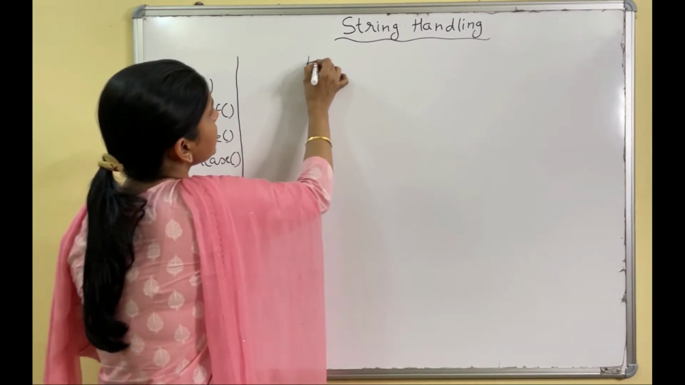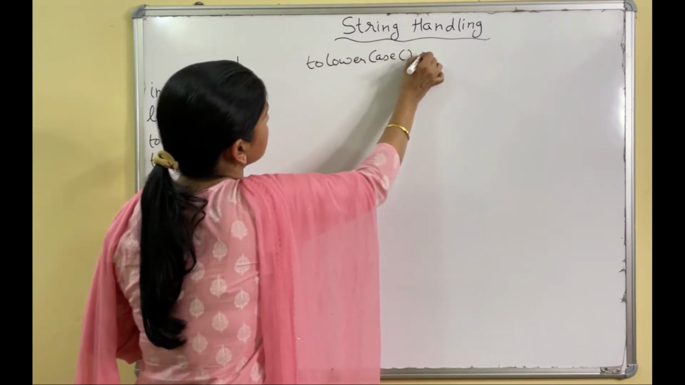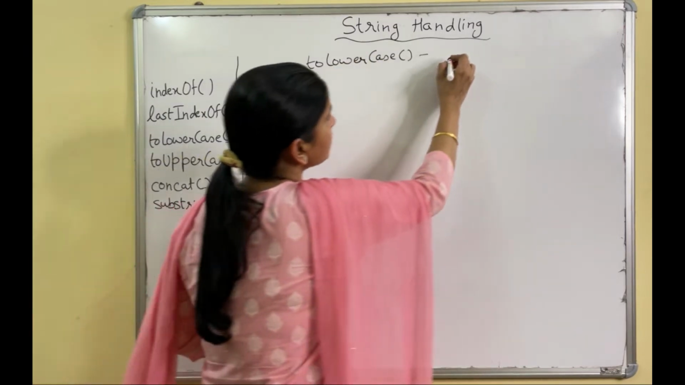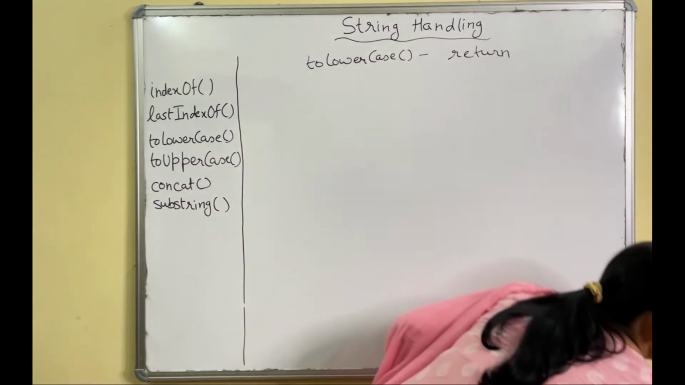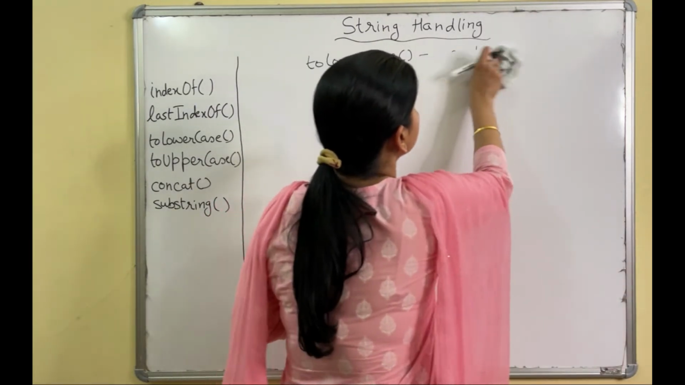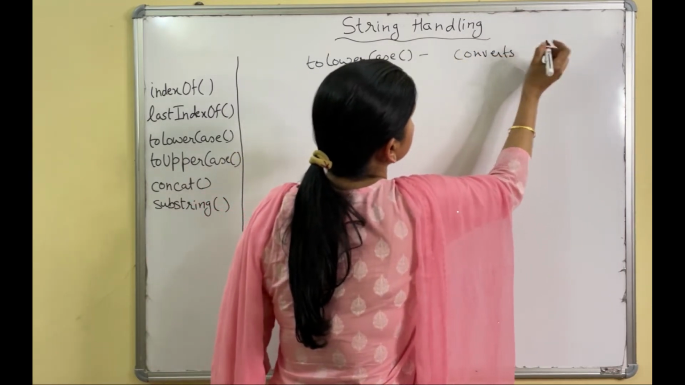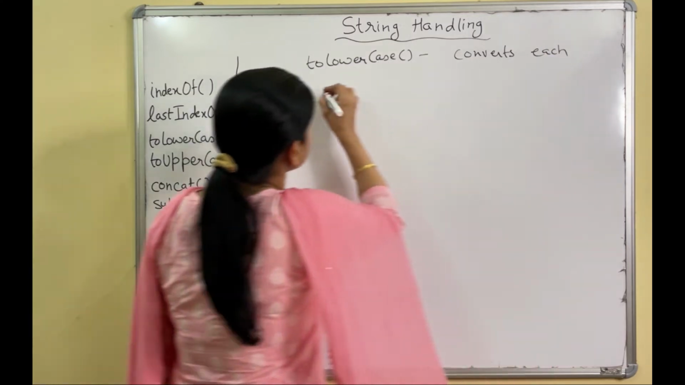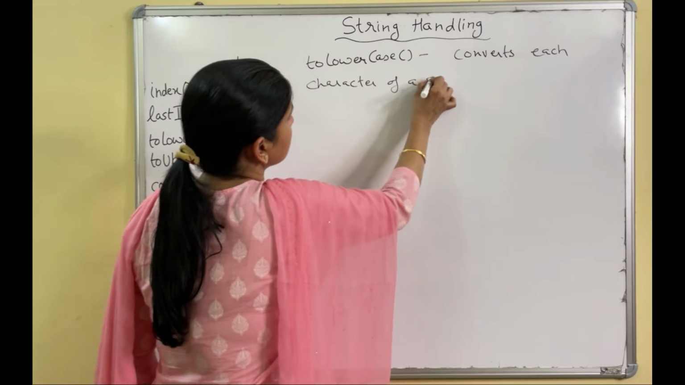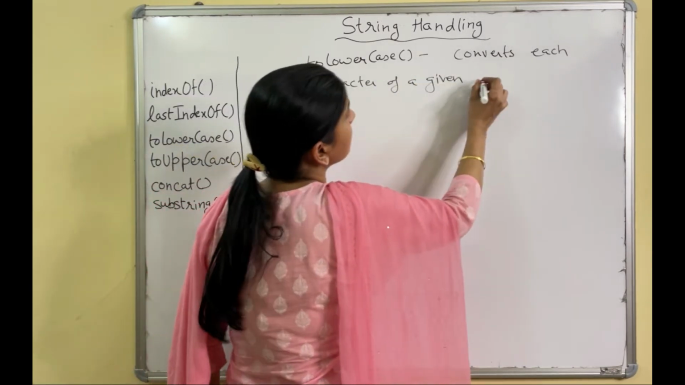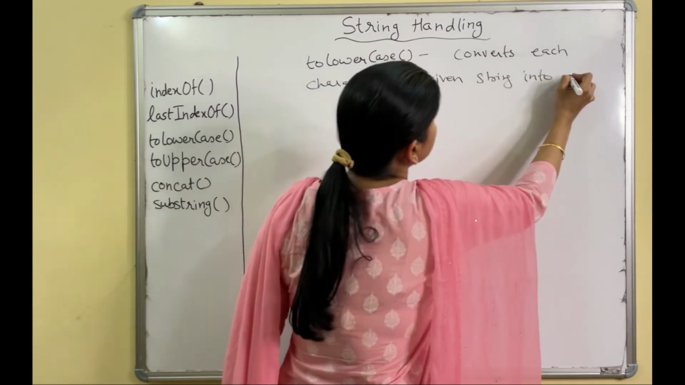So now the next is toLowerCase. The toLowerCase method returns, or you can say converts, each character of a given string into lowercase.